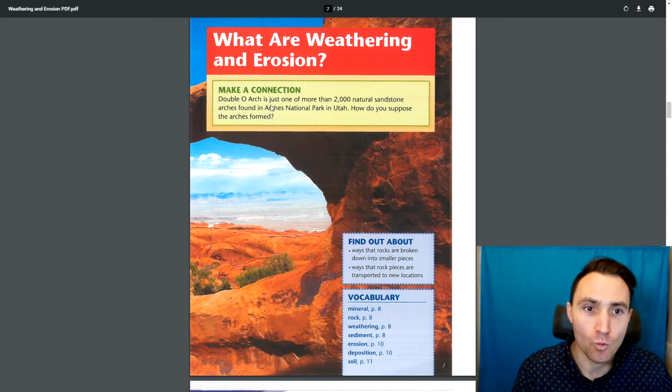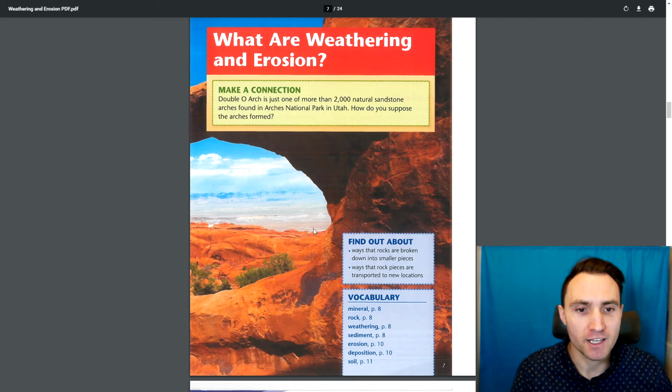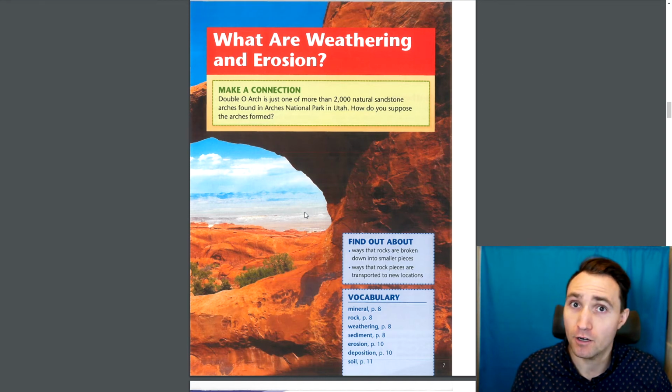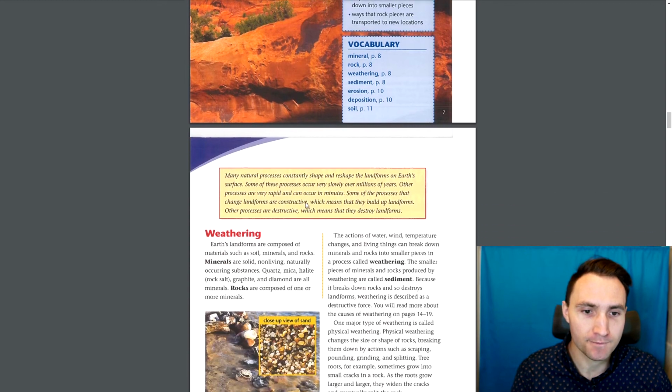Double O Arch is just one of more than 2,000 natural sandstone arches found in Arches National Park in Utah. How do you suppose the arches formed? Looking at this picture in your book, page 7, how do you think something like this would be formed? Do you think Zeus, the Greek god, struck his lightning staff and blew a hole through this? Do you think a human put some dynamite? Or do you think that weathering and erosion caused this, either through water, air, gravity, temperature changes? What do you think? Well, let's scroll down and find out a little bit more.